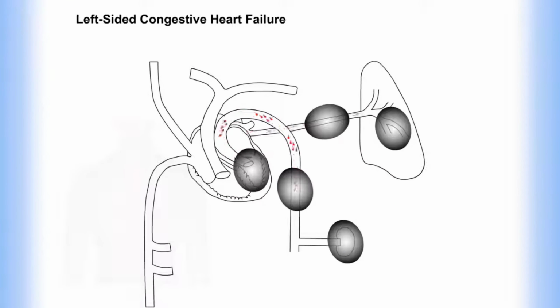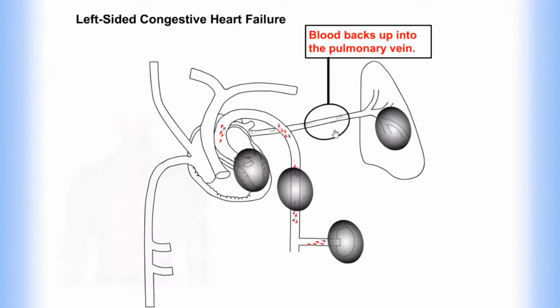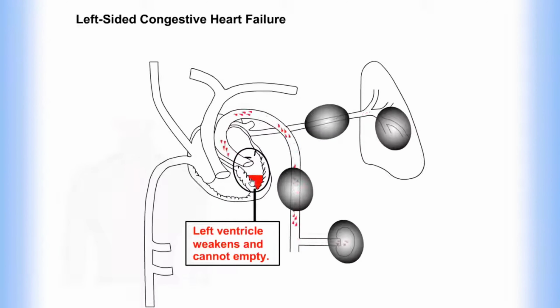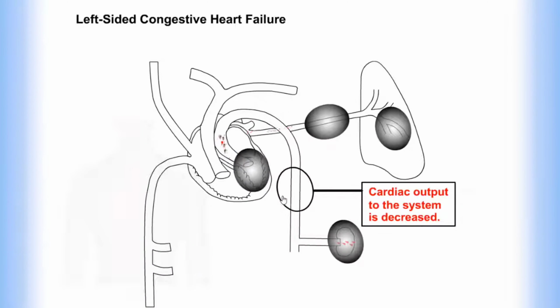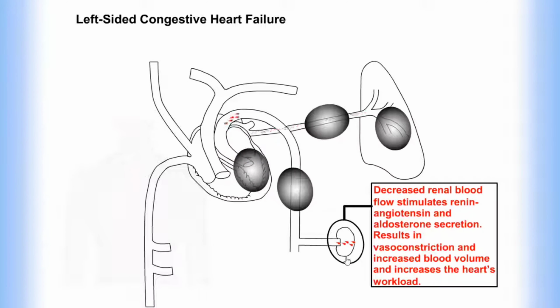Left-sided congestive heart failure. High pressure in pulmonary capillaries leads to pulmonary congestion or edema. Blood backs up into the pulmonary vein. The left ventricle weakens and cannot empty. Cardiac output to the system is decreased. Decreased renal blood flow stimulates renin-angiotensin and aldosterone secretion. This results in vasoconstriction and increased blood volume and increases the heart's workload.